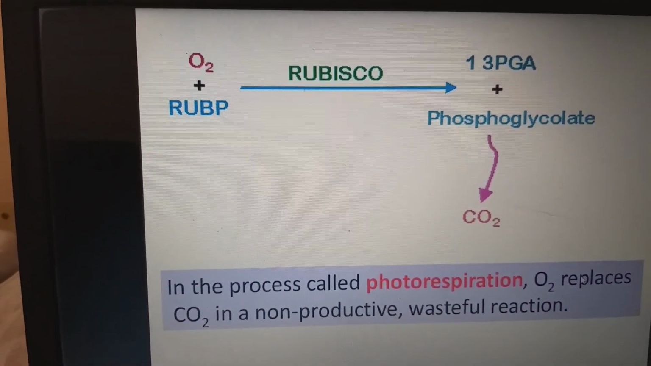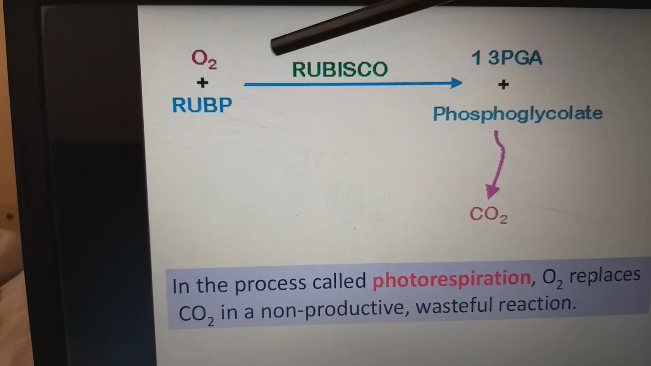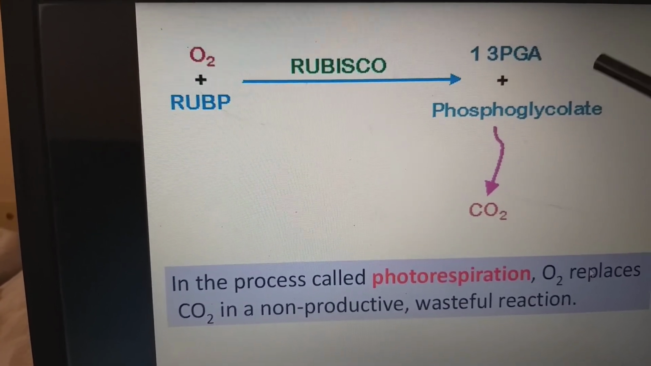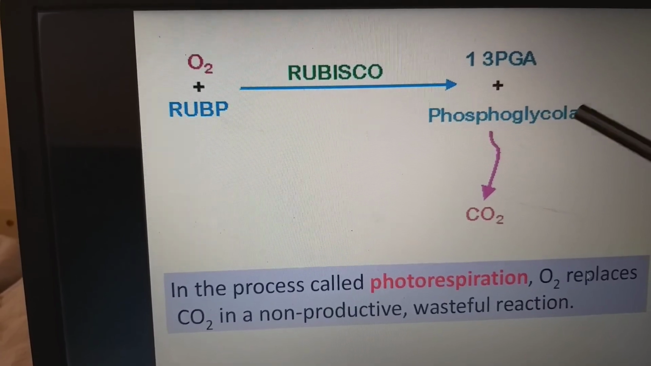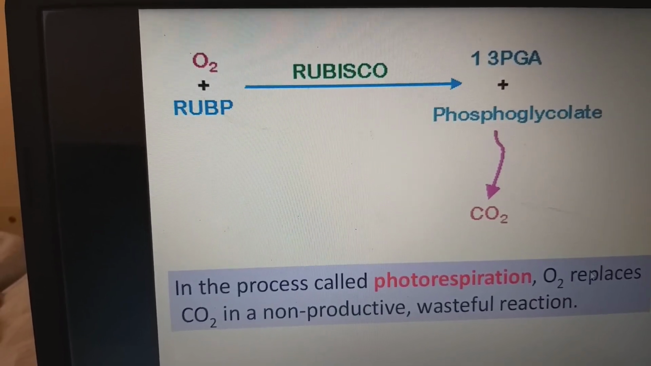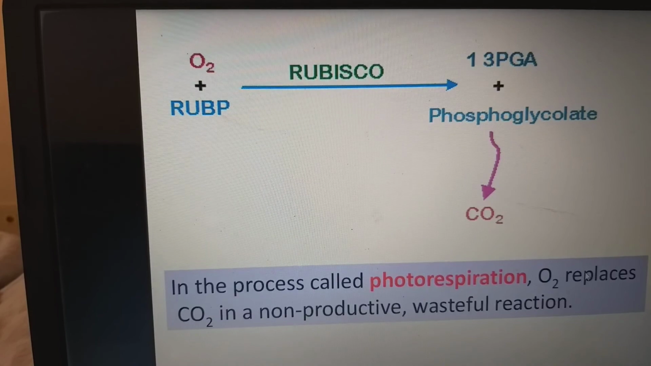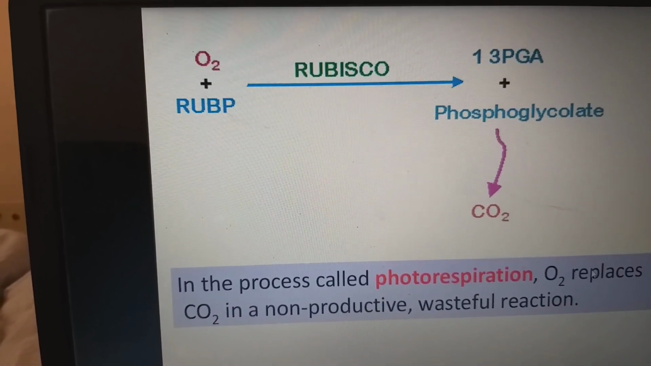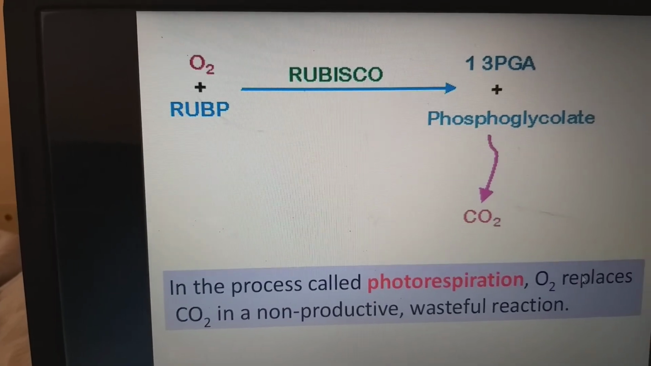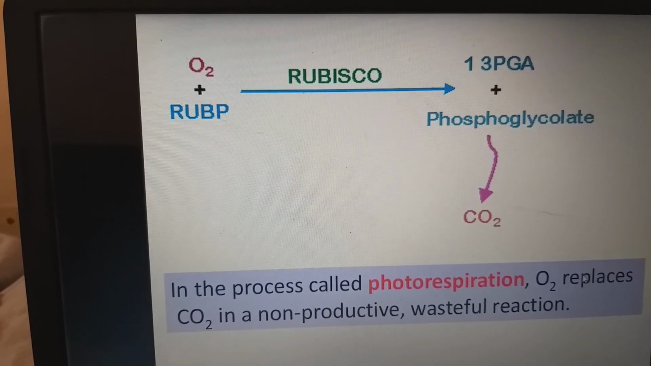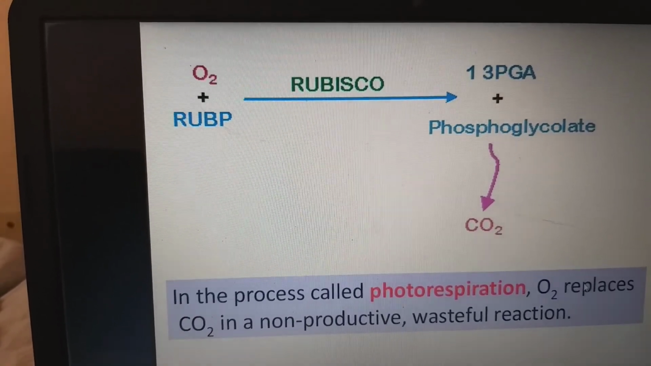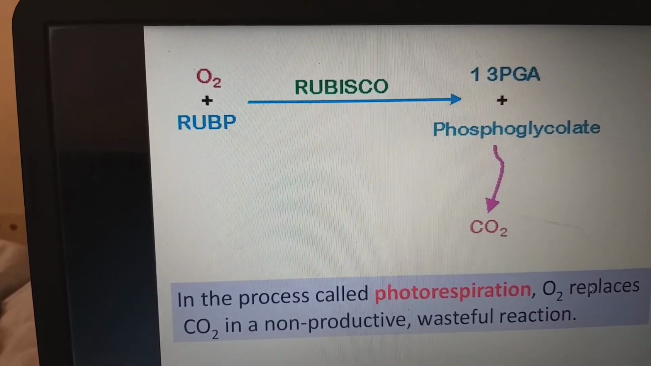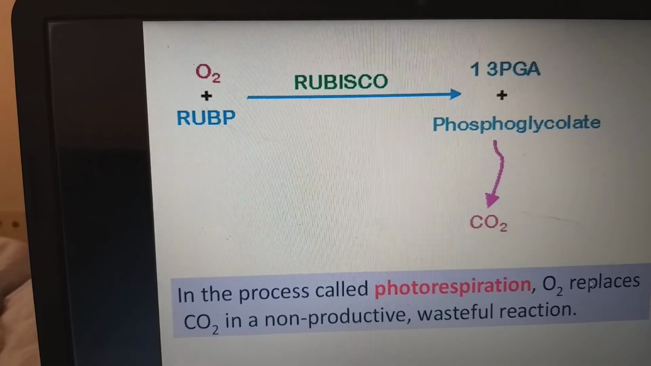In the presence of oxygen, oxygen plus RuBP and the enzyme Rubisco give 3-PGA plus phosphoglycolate, and carbon dioxide is emitted. This process we call photorespiration. Oxygen replaces the carbon dioxide in a non-productive and wasteful reaction. So finally, it is declared that photorespiration is a wasteful reaction, meaning it is wasting the carbon dioxide, avoiding its fixation during photosynthesis.